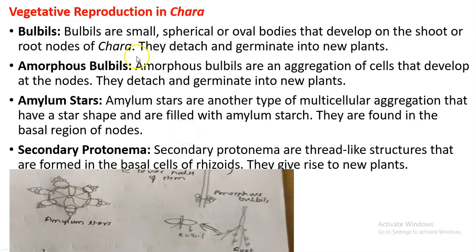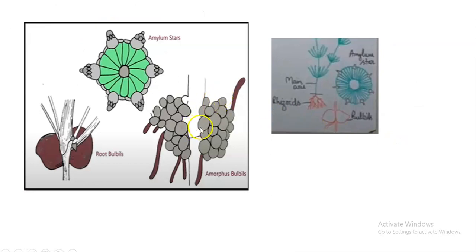The next category is bulbils. You can see in the upcoming slide it is more evident. From the root and from the shoot, if there is origin of spherical bodies, these are called bulbils. This is a small bulbil, and this is a well-developed bulbil, spherical bodies attached to the rhizoids. This will detach and form a new thallus of Chara. And if it is from the shoot, from the nodes, and such spherical bodies originate, which detach and form a new thallus of Chara, then it is called an amorphous bulbil. So these are the 2 categories.